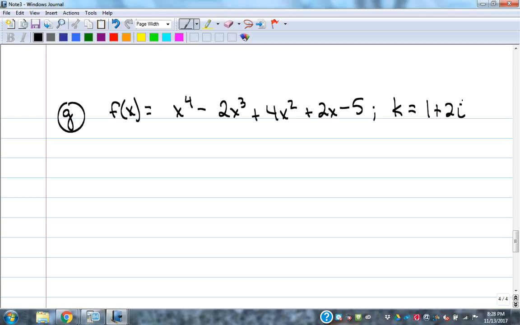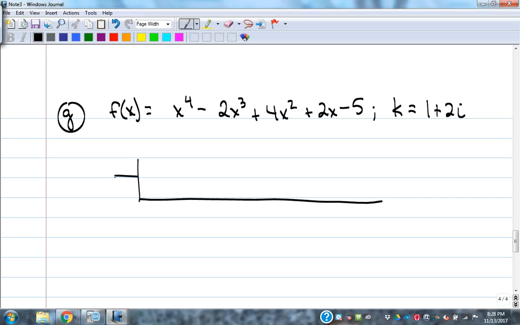So check it out. Now, here's the funky thing about it. If it is a zero, that doesn't mean it's an x-intercept. Because remember when we had the quadratics and it had complex solutions, they never crossed the x-axis. If this is a zero, it doesn't mean it's an x-intercept because it's complex. Complex ones can be zeros, but not x-intercepts. If it's a real number, if it's a zero, it has to be an x-intercept. But that's not the case with complex.